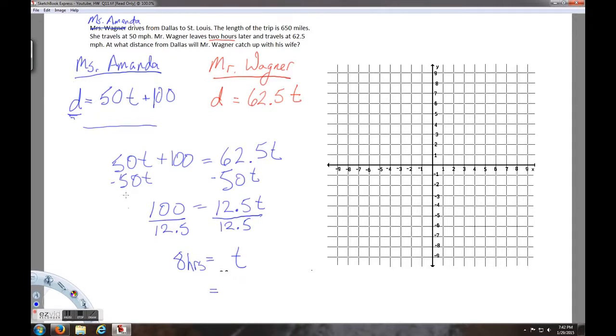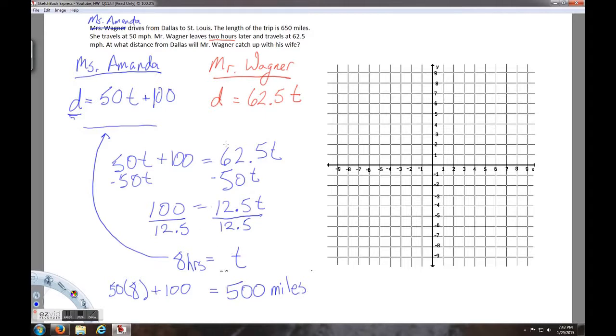Well, we plug this right back in to one of our equations. We could plug it into either one, but the mental math's easier over here. So I'm going to plug in 8 times 50, or I guess you could say 50 times 8 plus 100, and that's going to give us the distance. So 50 times 8 is 400, plus 100 is 500. Now, once again, thinking about what that means, both myself and my wife, Miss Amanda, will be 500 miles away from Dallas when we cross paths.